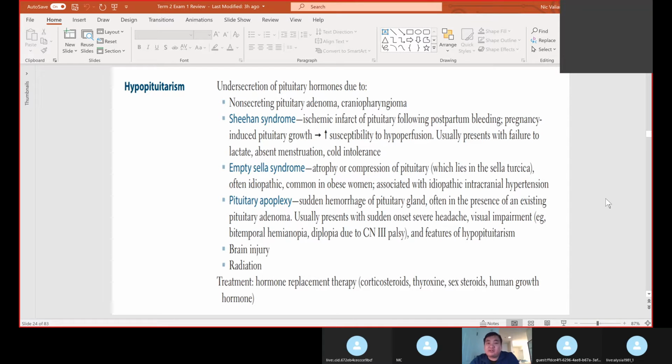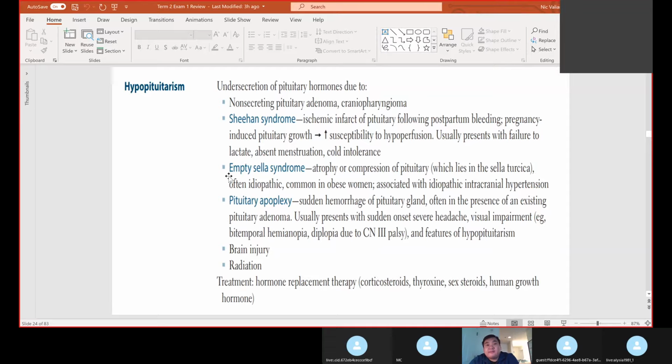So Sheehan syndrome, don't forget this one. If you're a pregnant woman and you lost a lot of blood during pregnancy, it can precipitate an ischemic infarct of your pituitary gland. So this is called Sheehan syndrome. Signs and symptoms: failure to lactate, absent menstruation, and cold intolerance, or Sheehan syndrome.